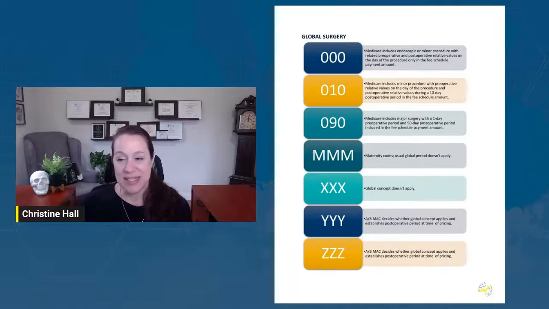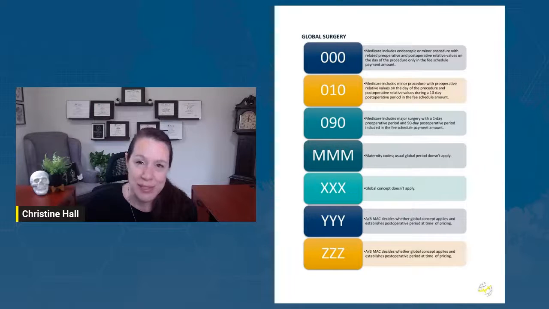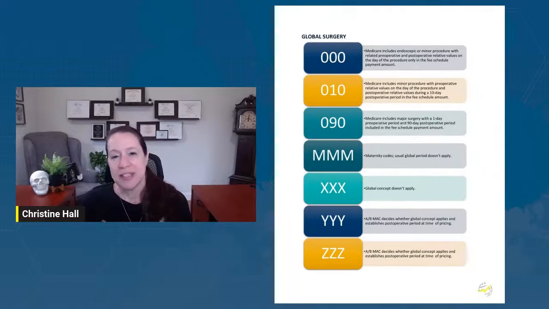The next one is the 90 days. 90 days, if you read it, it says it's the day before the surgery, it's the day of the surgery, and it's 90 days after the surgery. So it's really like 92 days, right? And it's important to know that that also includes all the preoperative and all the postoperative services that might be in that 90-day period, the evaluation and management visits during that 90-day period. Very important to understand that it's built into that.